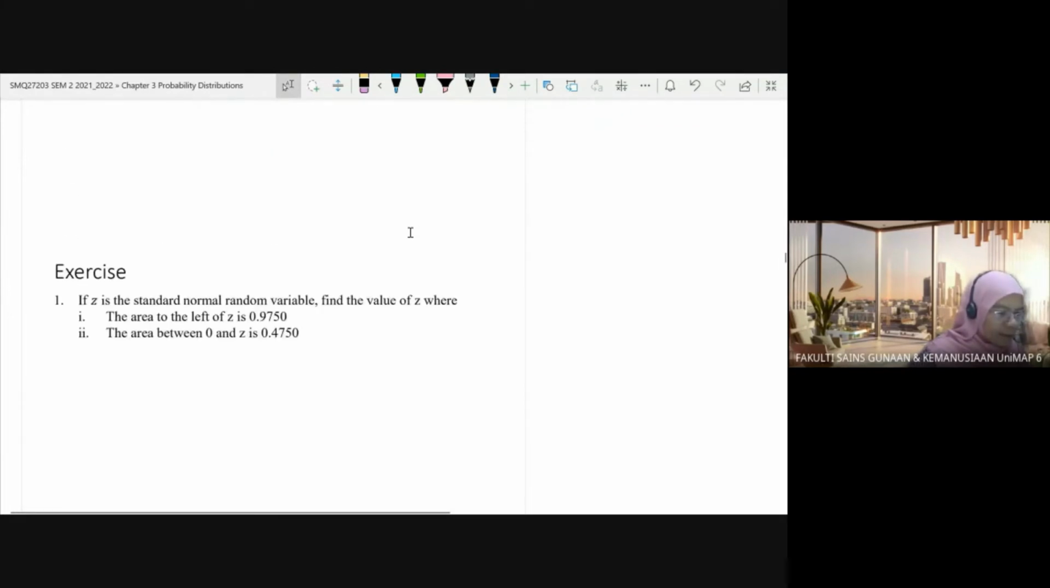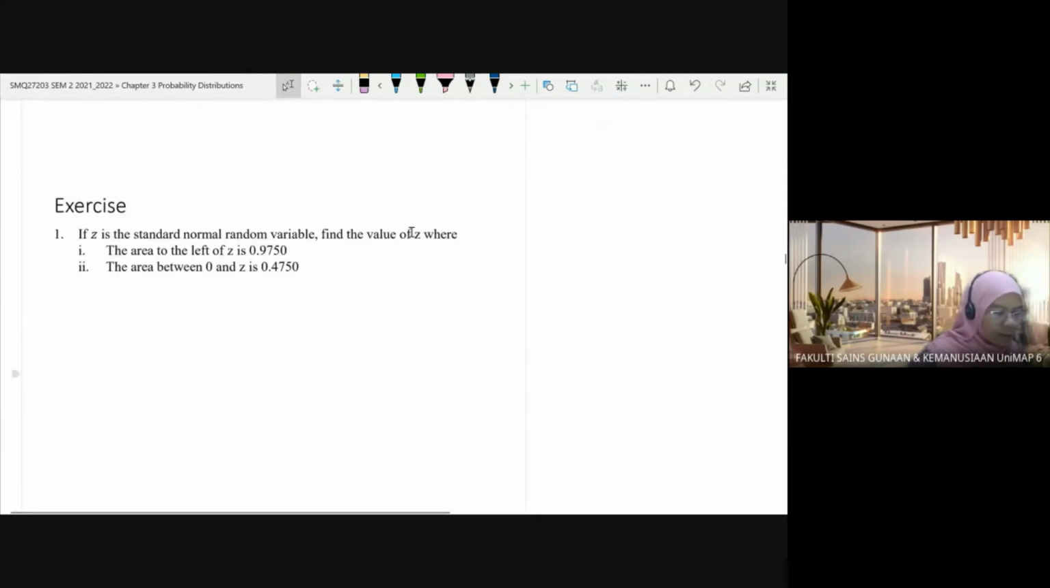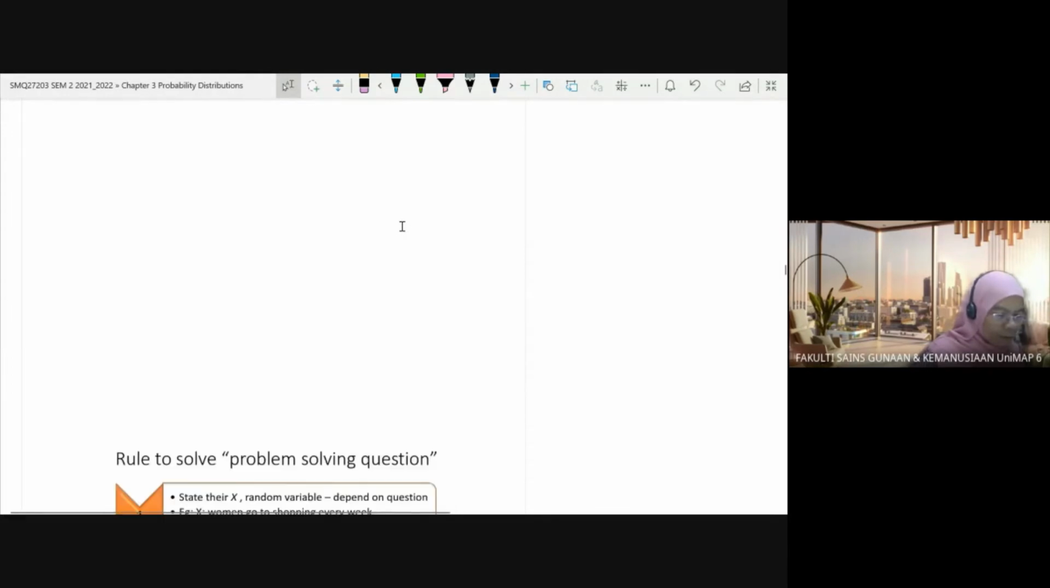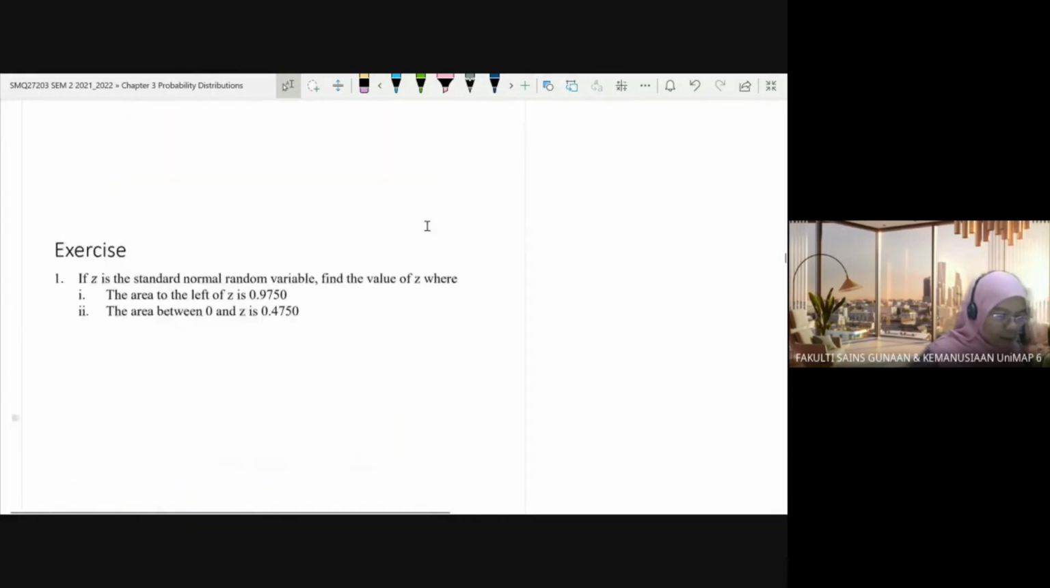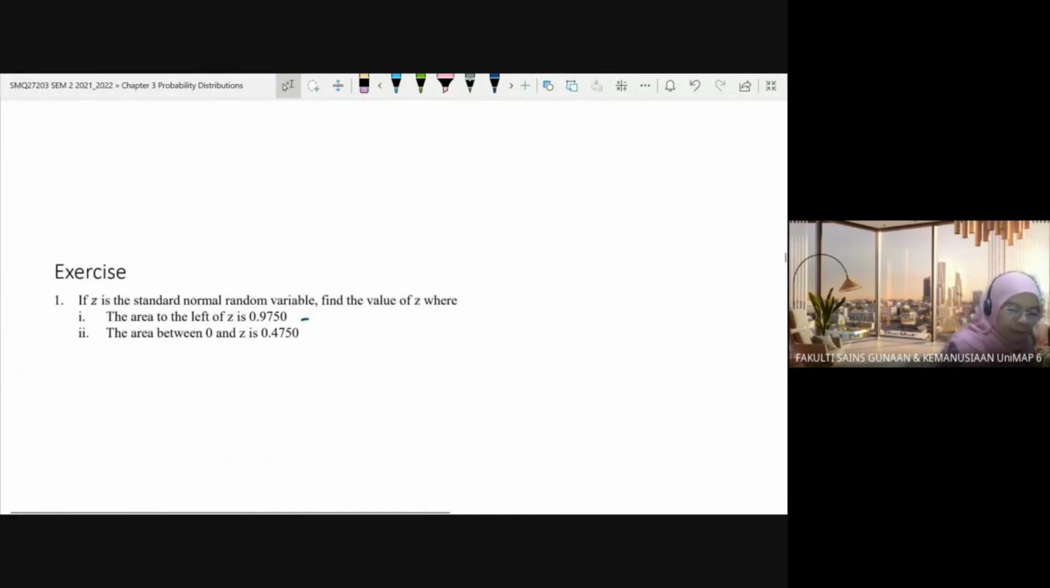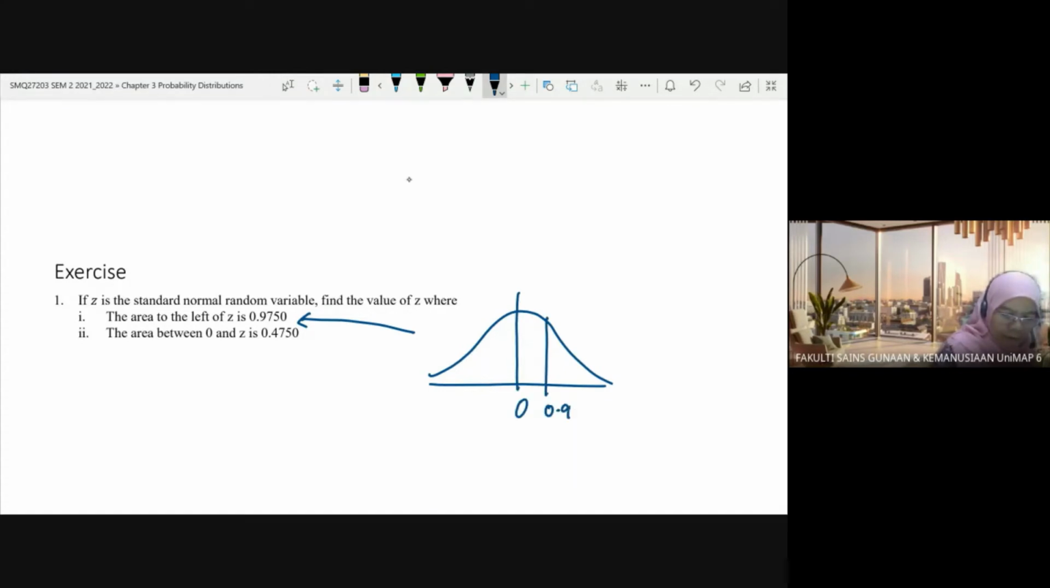I think this exercise is just the same, just to give you the feeling for this one: the area of Z to the left. So this one is reflecting a standard normal with 0.9750 as the area to the left. So in this question, what is the probability value here?